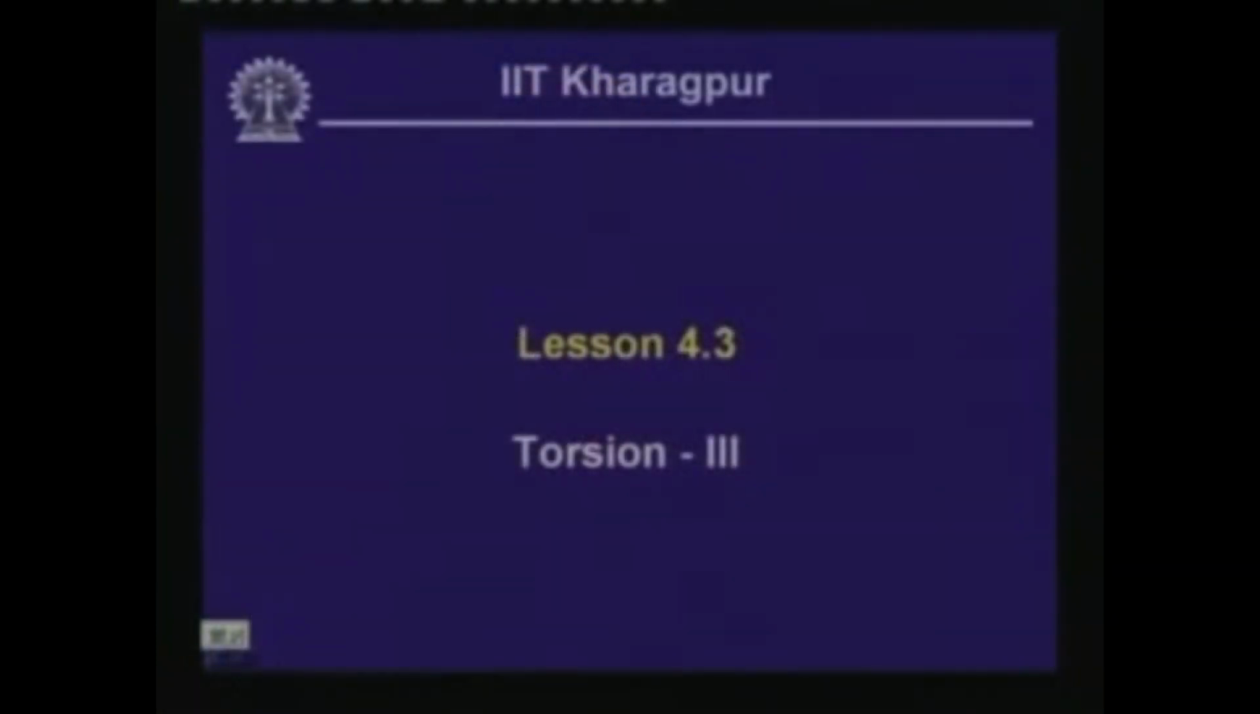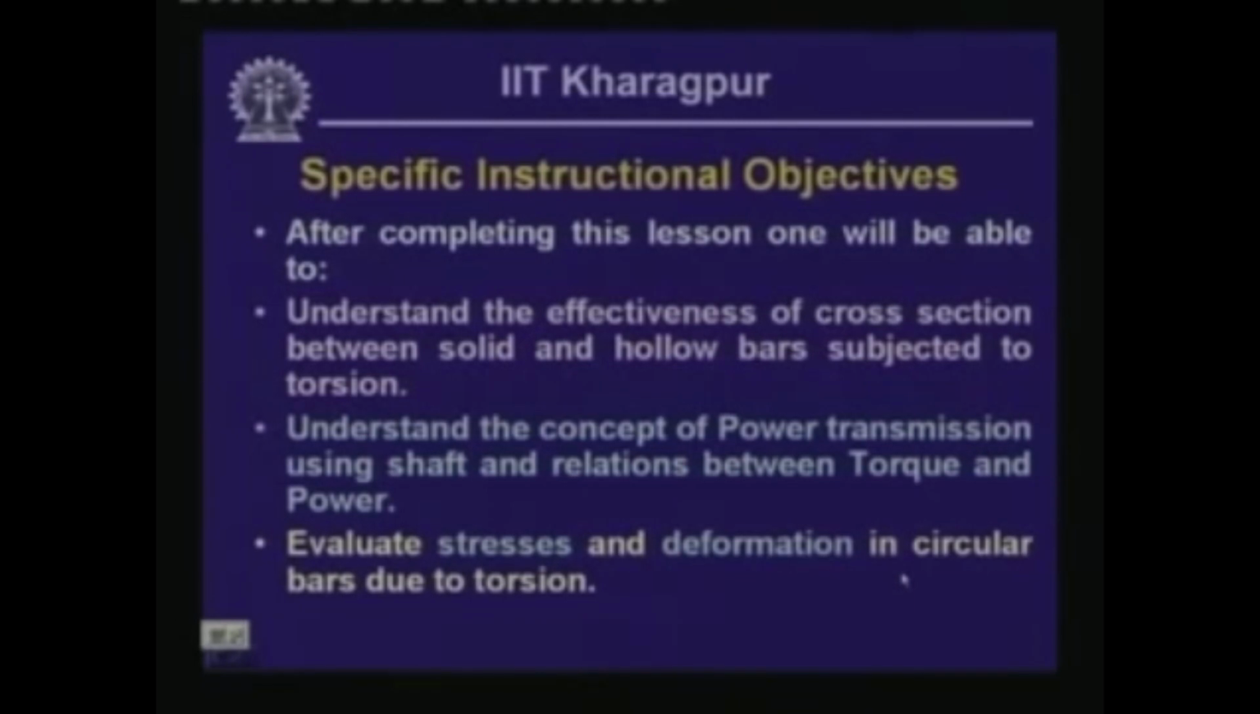Welcome to the third lesson of module 4, which is on torsion part 3. In fact, in the last two lessons on torsion, we have looked into some aspects of torsional moment in a bar. Now we are going to look into some more aspects of torsion in the bar. It is expected that once this lesson is completed, one should be able to understand the effectiveness of cross section between solid and hollow bars subjected to torsion.